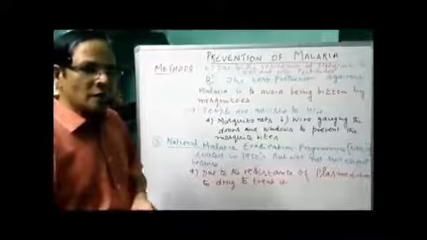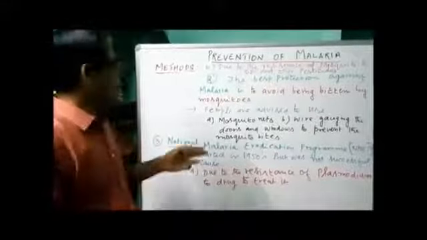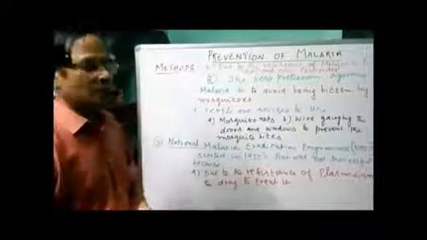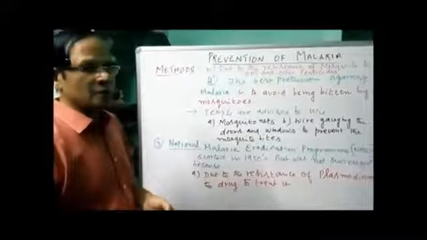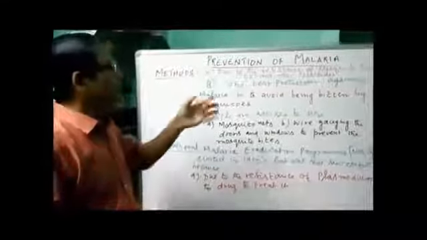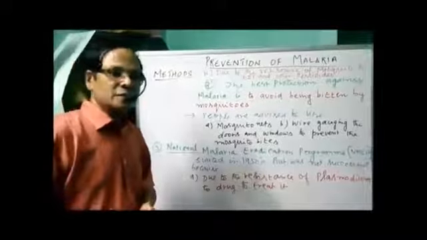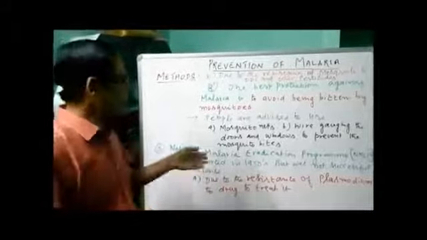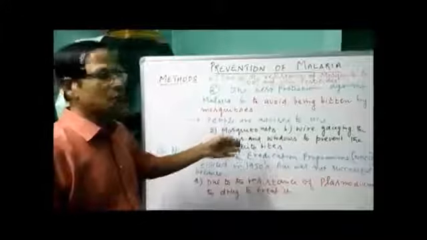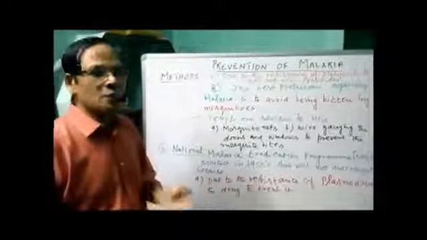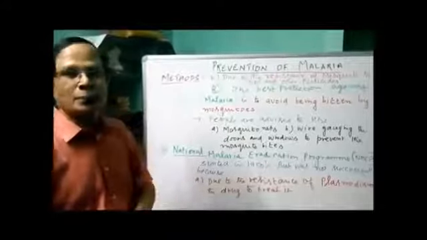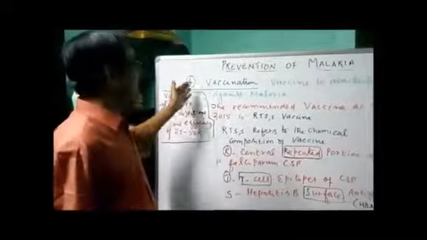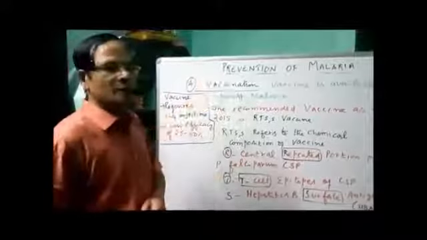And one more thing: how to prevent malaria? That is nothing but vaccination. So the fourth method adopted to prevent malaria is vaccination. But the vaccination is also not so successful because of various reasons. I will tell you the nature of the vaccine, and how it is useful to eradicate malaria or to prevent the onset of malaria in people. The fourth method to prevent malaria is vaccination.